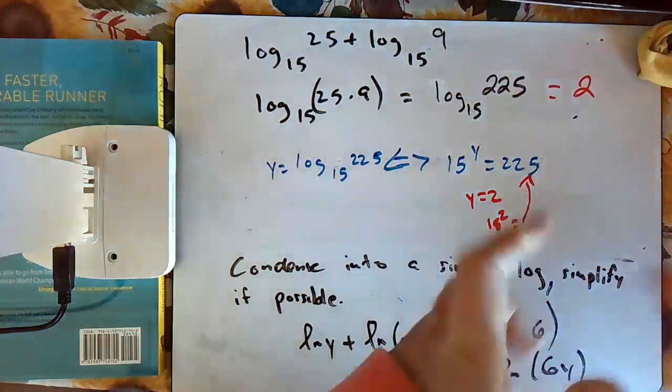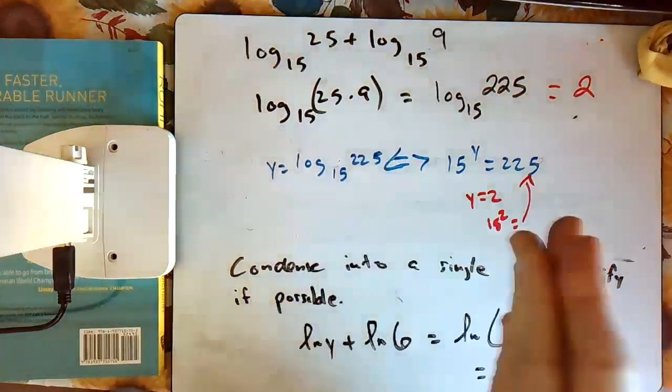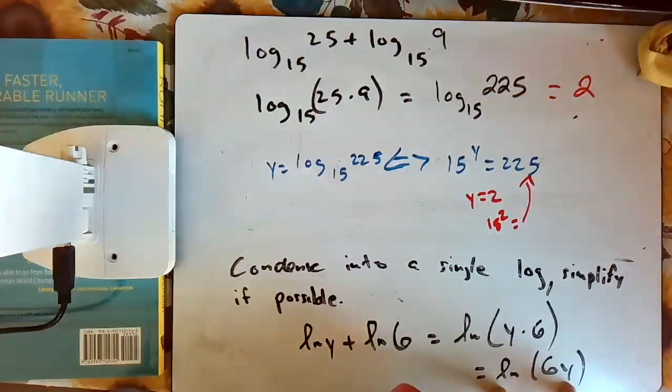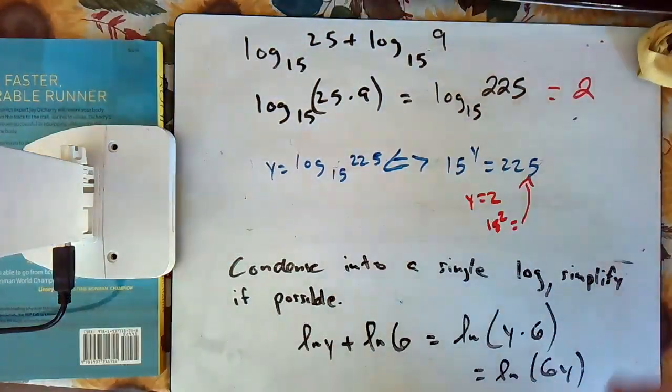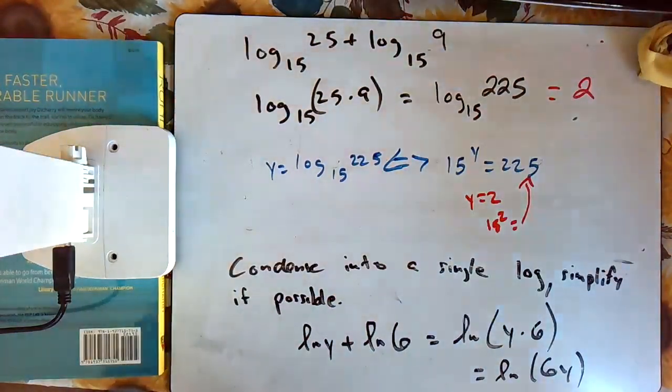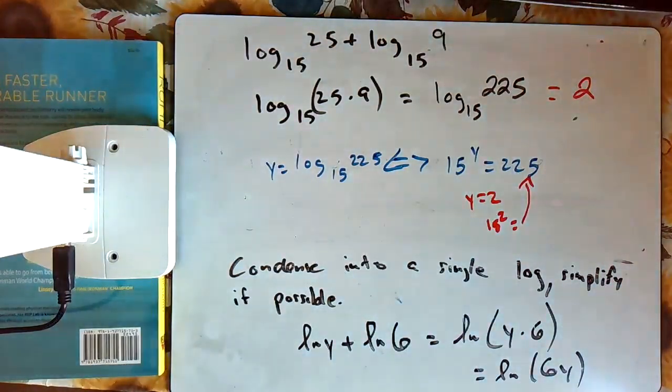So as you can see, there are two possibilities that you'll wind up with when you're condensing. You will either have one log answer or you will get a nice number. If you're simplifying or condensing these and your answer has more than one log, you did something wrong. You have not condensed all the way.